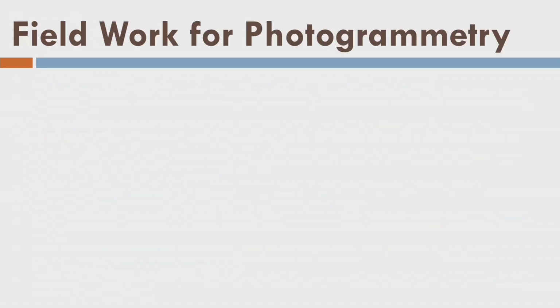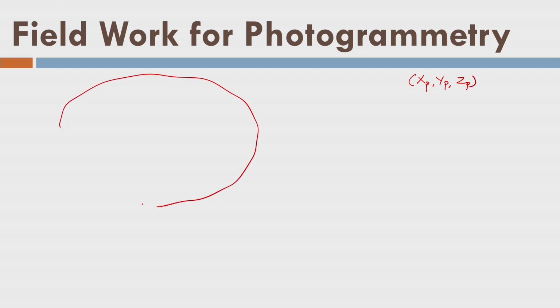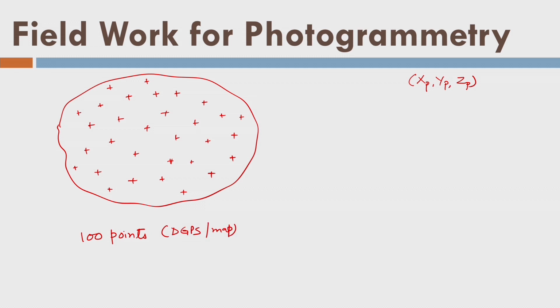In the last lecture, we talked about control point and terrain point, and there was a terminology for a ground point, XP, YP and ZP. Now, let us say there is a terrain given like this. There are points like this which are uniformly distributed, and for this terrain, you want to create 3D coordinates for some points. So, let us say that you have collected these points with very high accuracy using DGPS or maybe a map. There are 100 points you have collected in the field and you know the accuracy of those points.